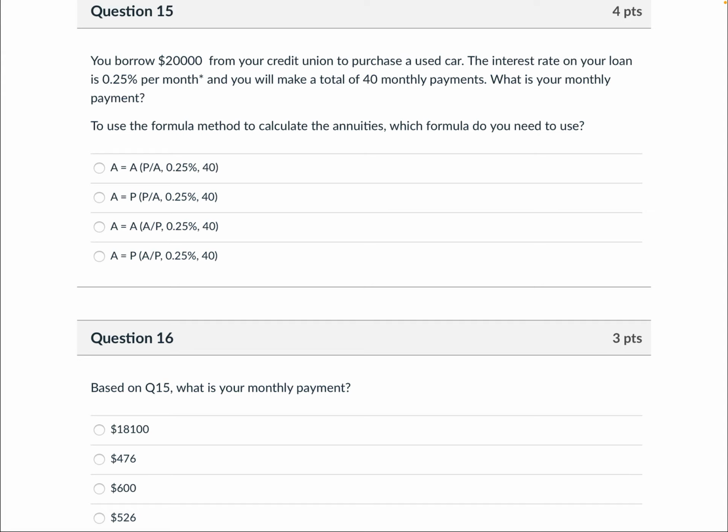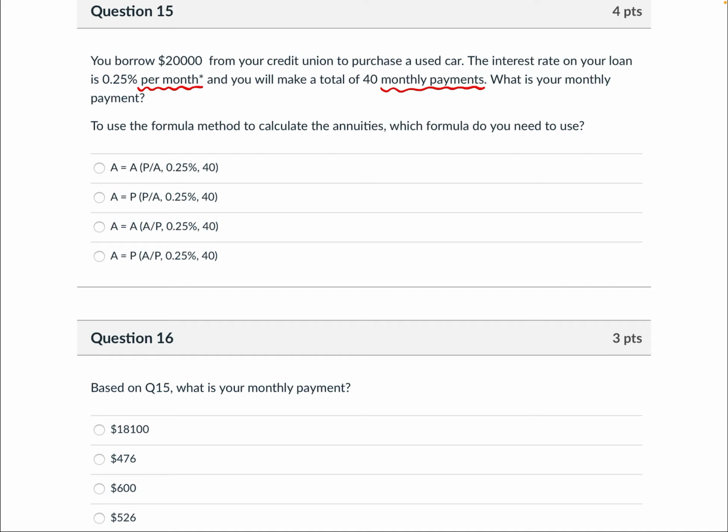Okay, a new question. You borrow 20,000 from your credit union to purchase a used car. The interest rate on your loan is 0.25% per month, and you will make a total of 40 monthly payments. Okay, so the rate is per month, and you're going to make monthly payments. Sounds like your interest period is 1 month. So what is your monthly payment?